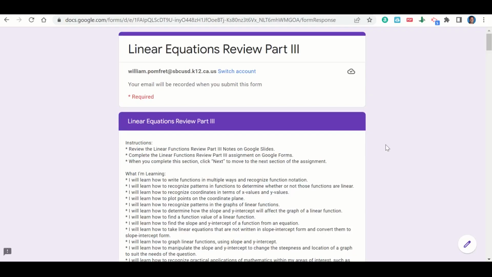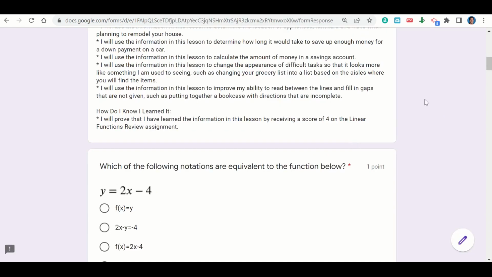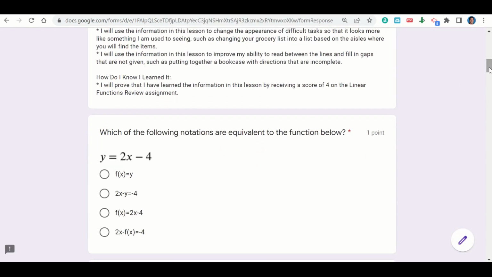Let's take a look at the linear equations review part 3 assignment. So if you look, the assignment begins with our learning goals and success criteria. And if we scroll down, we can see the questions for this assignment. So the first one says, which of the following notations are equivalent to the function below? It says y equals 2x minus 4. And what we should remember is y and f of x mean exactly the same thing. So all I would do is change y to be f of x. So this should say f of x equals 2x minus 4. And that's this one here.